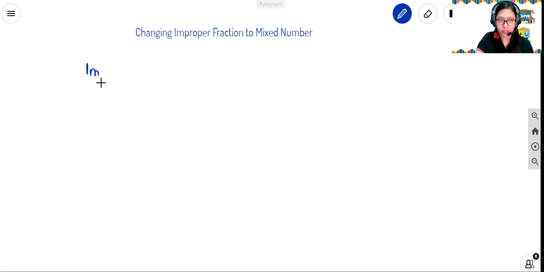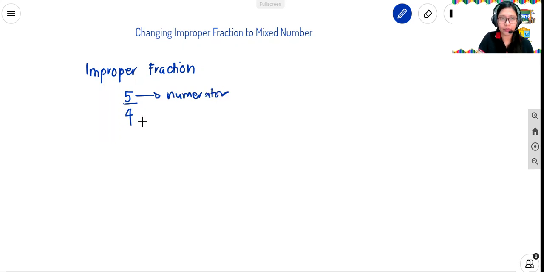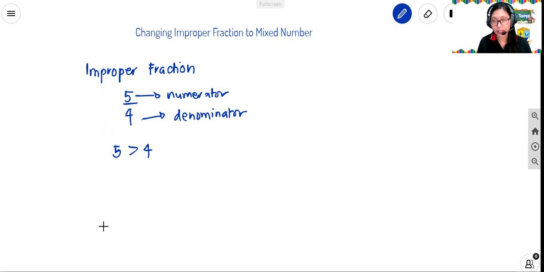So an improper fraction, if you will recall, is a fraction whose numerator is bigger than the denominator. So for example, we have 5 over 4. The numerator is the one written on top, and the denominator is the one written at the bottom. And as you can see, 5 is greater than 4, right? Therefore, this fraction is an improper fraction. Again, an improper fraction is a fraction whose numerator is greater than the denominator.